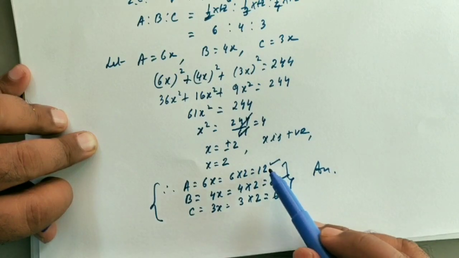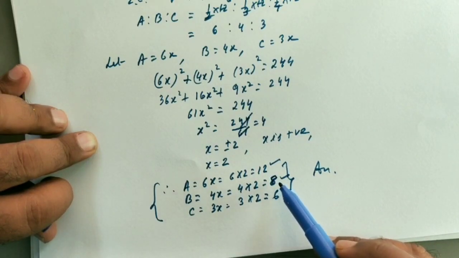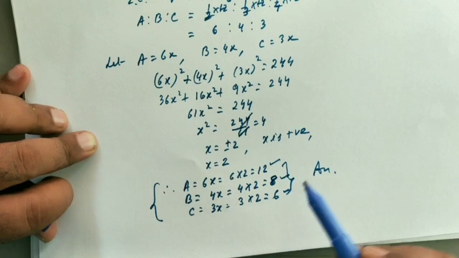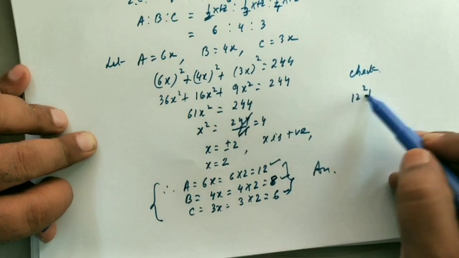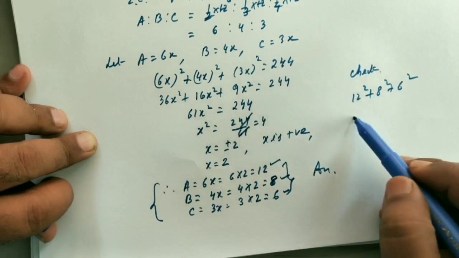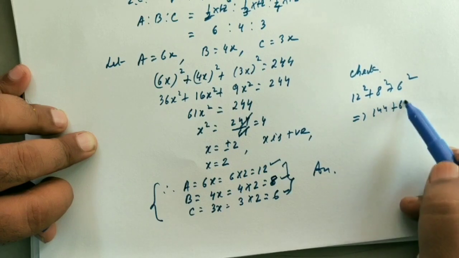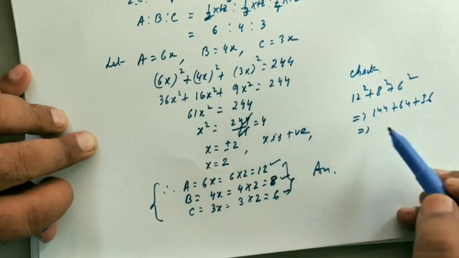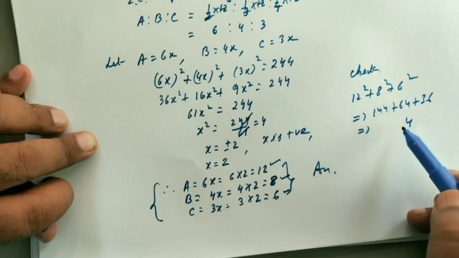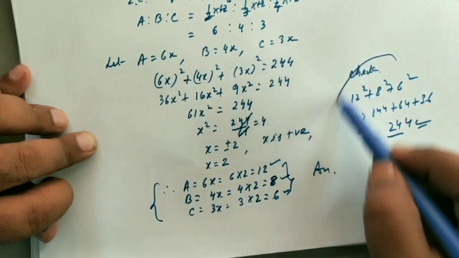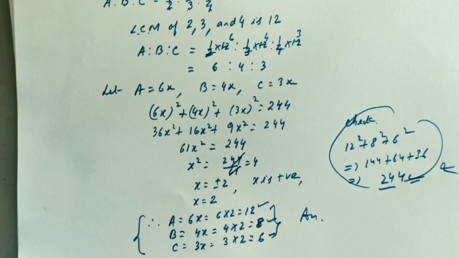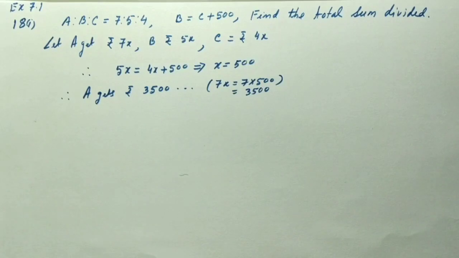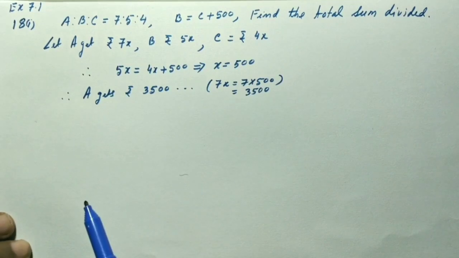You can check 12 square plus 8 square plus 6 square. 144, 64 and 36. Do it separately. 4, 4 carry 4, 6, 10, 14, 4, 244. This means your answer is correct. This is question number 17. This is question number 18 first, exercise 7.1.